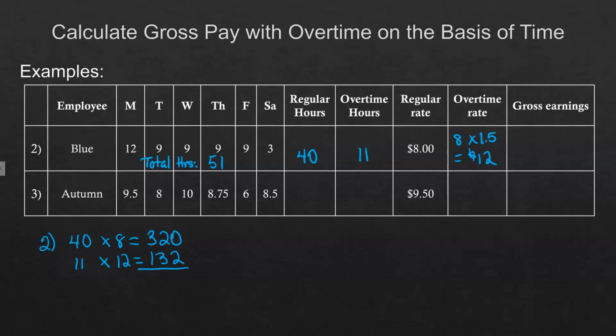So the total is going to be $452. And then I'm going to go ahead and put that in the chart too. 452. And then part 3, sorry, no, not part 2. We're going to add these hours up. Just grab your calculator and total up the hours.